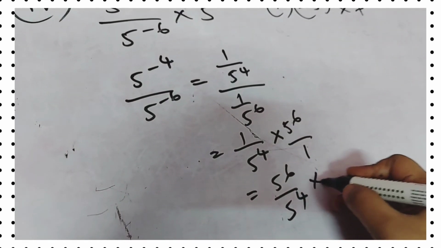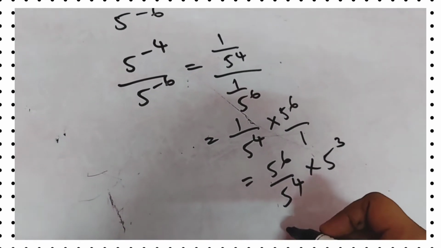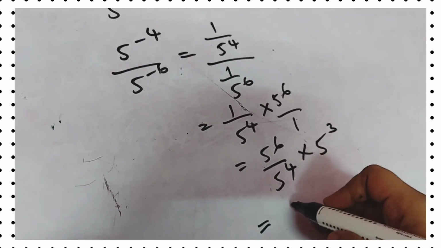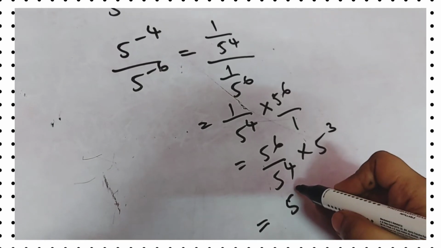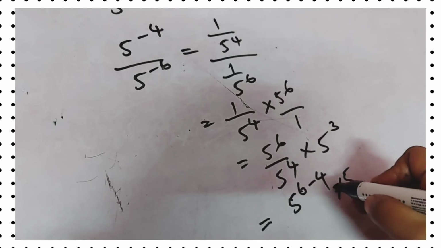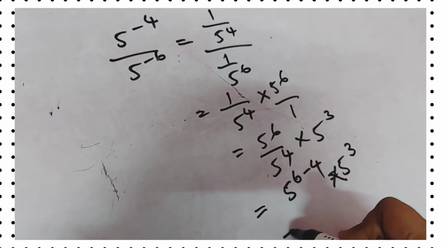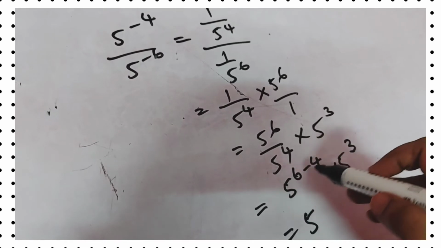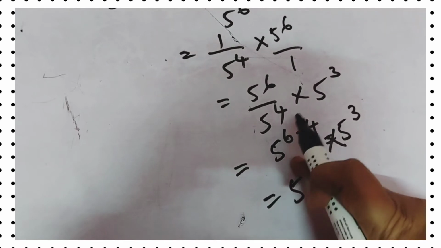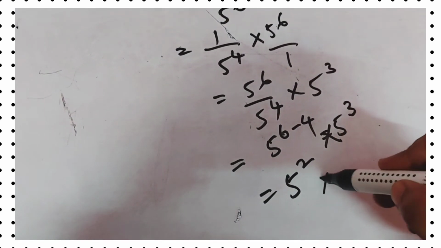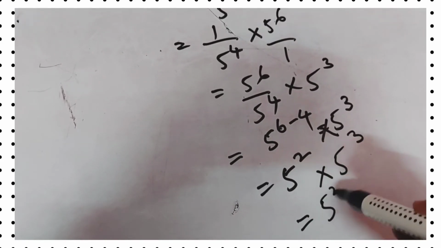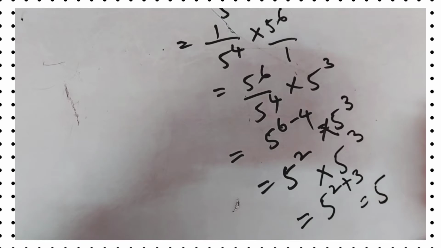So you have to take into 5 to the power of 3. So now 5 to the power of 6 minus 4, into 5 to the power of 3. So what is 6 minus 4? It is 2, into 5 to the power of 3. So when the bases are the same, the power should be added. 2 plus 3 is equal to 5.